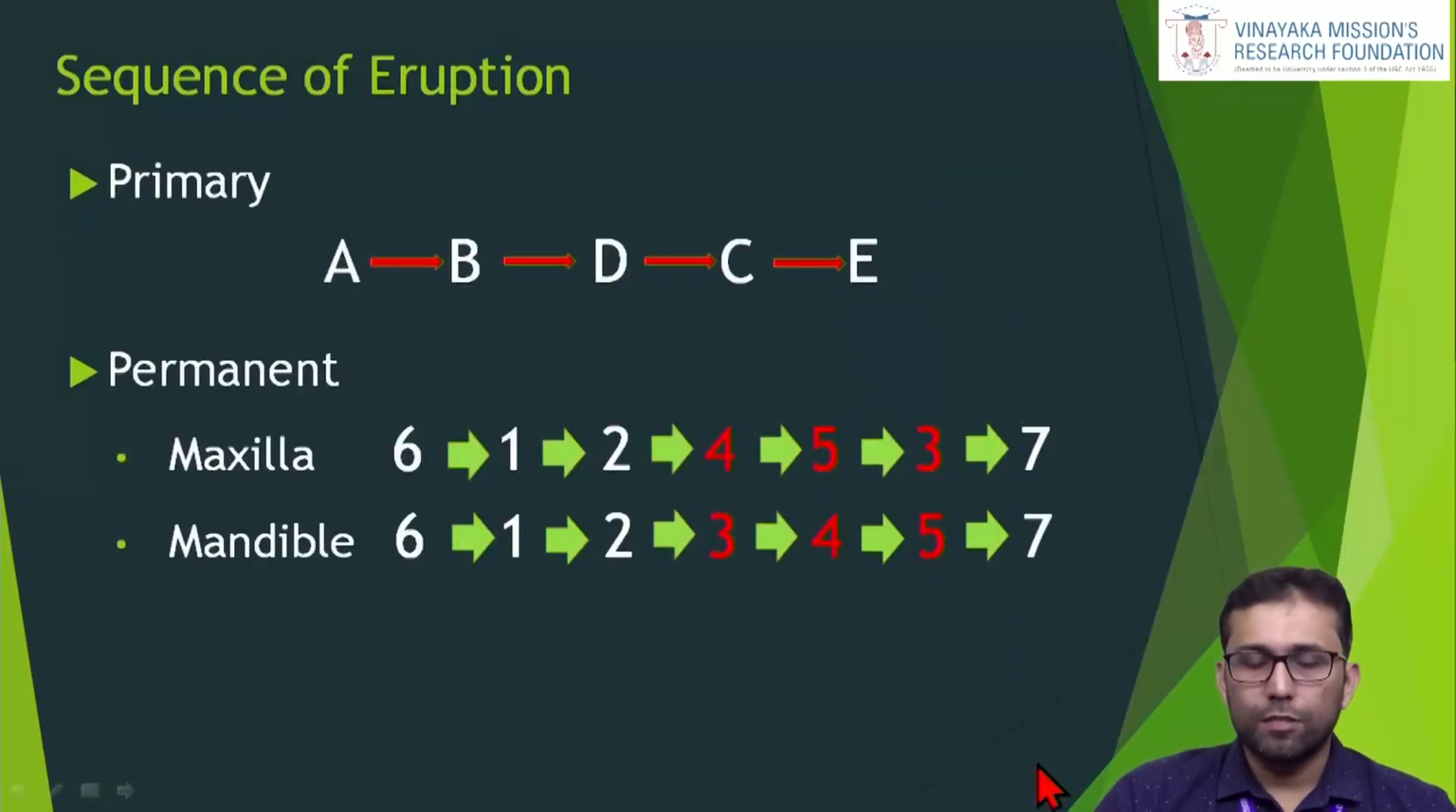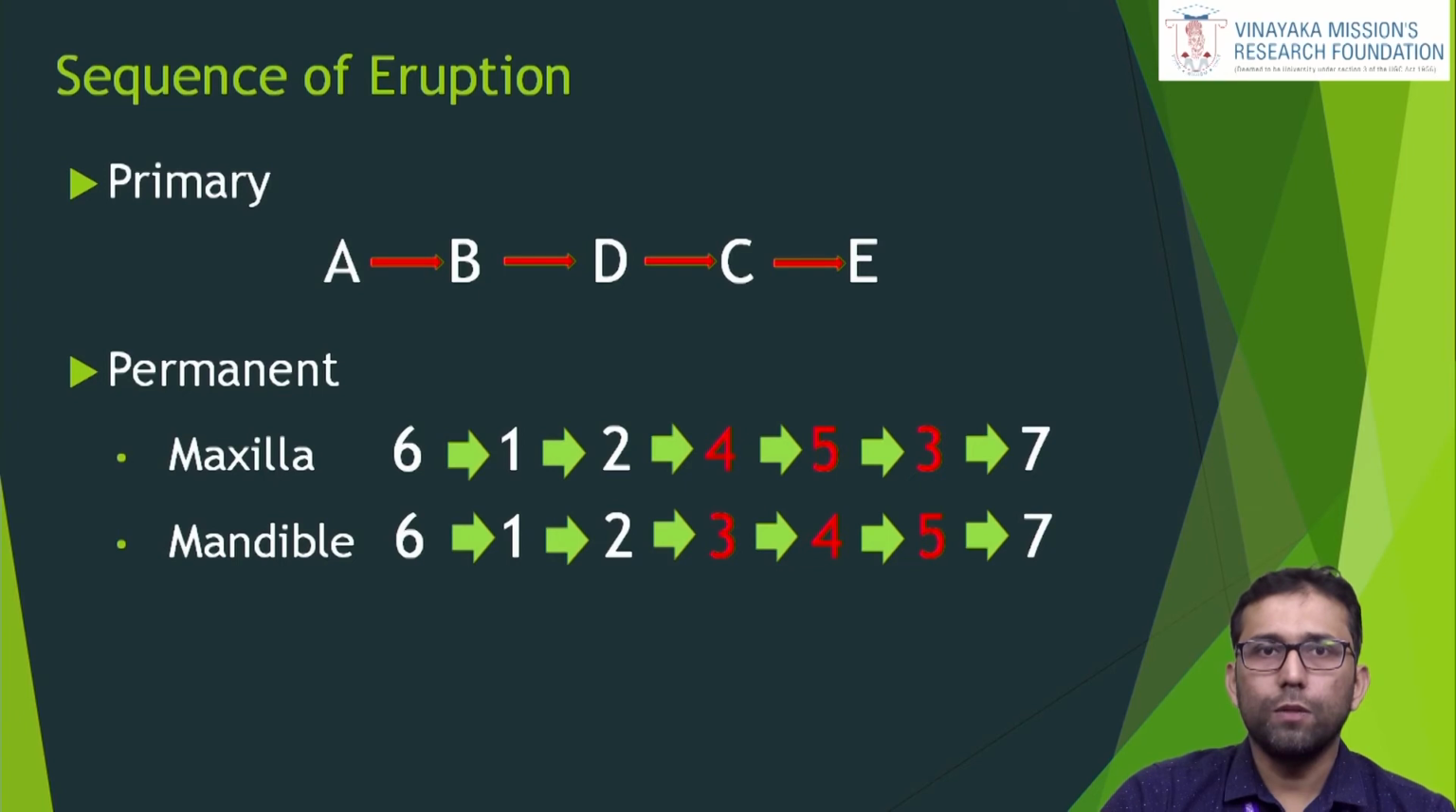Next, coming to the next part of this class is the sequence of eruption. When you look at the permanent and deciduous teeth, the sequence of eruption is the first thing that you need to understand. Then you can understand or memorize the proper time, the year wise, month wise or week wise eruption of the tooth. When you understand the sequence of eruption, it will be easy to understand the proper days or months of eruption. In the primary dentition, the eruption pattern goes A, B, D, C, E, that is central incisor, lateral incisor, first molar, then canine and then the second deciduous molar.